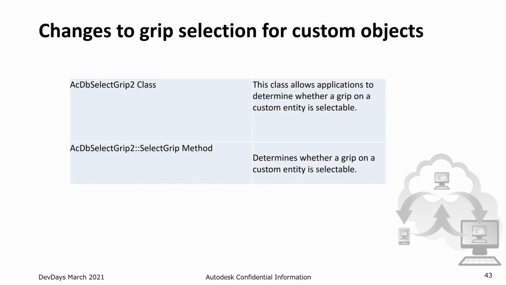This is another API that is in addition to the already existing API called ACDB Select Grip. This ACDB Select Grip 2 will allow applications to determine whether a grip on a custom entity is selectable.